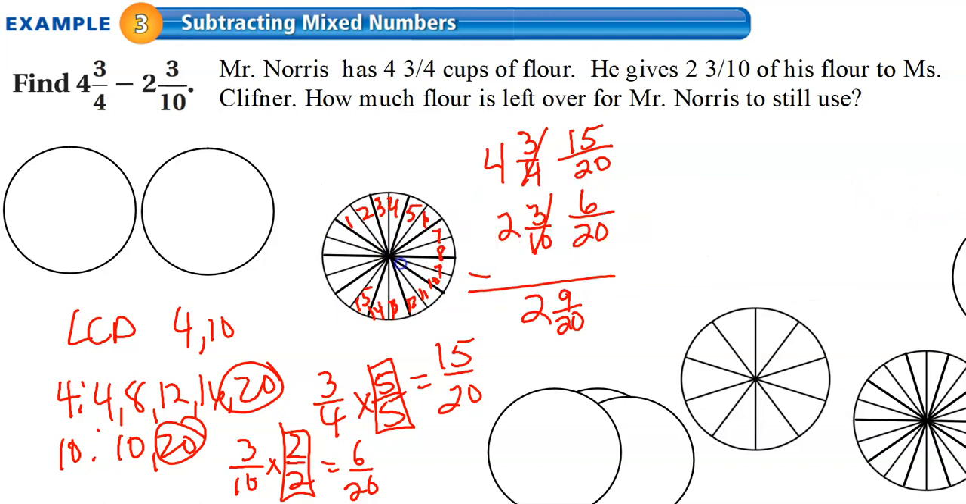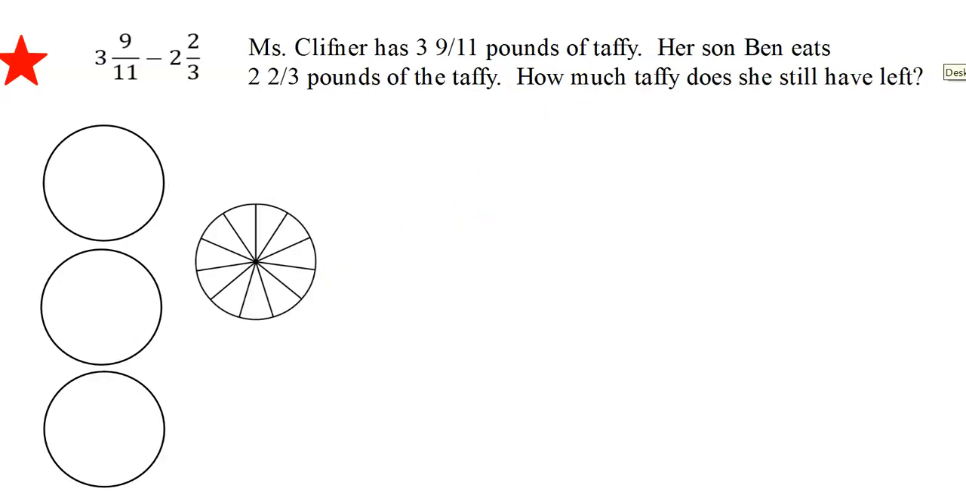Okay, and then when I take away 6 of the pieces, I'll only have 9 left, right? So I can count backwards and just take away 1. Oops, I wanted to use a different color. 1, 2, 3, 4, 5, 6. Now I have 9 of the pieces left, and they are in 20ths. Okay, last thing is, try this problem and then unpause the video and check your work.